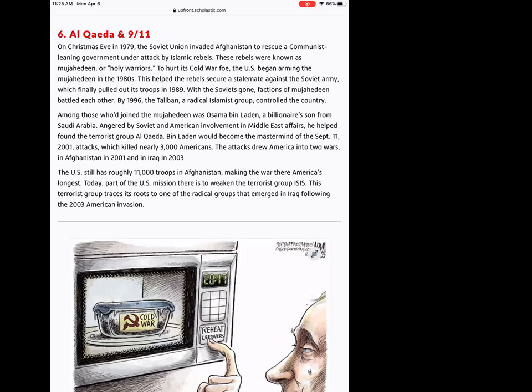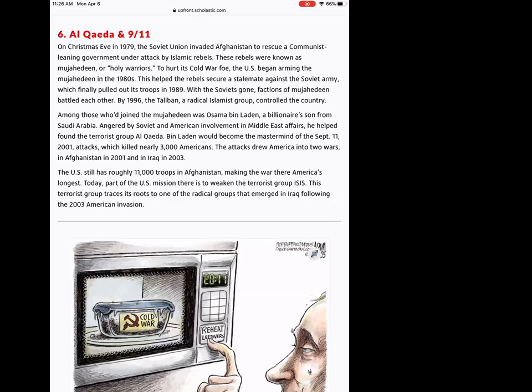Bin Laden would become the mastermind of the September 11, 2001 attacks, which killed nearly 3,000 Americans. This drew America into two wars, in Afghanistan in 2001 and Iraq in 2003. The U.S. still has roughly 11,000 troops in Afghanistan, making the war there America's longest. Today, part of the U.S. mission there is to weaken the terrorist group ISIS.